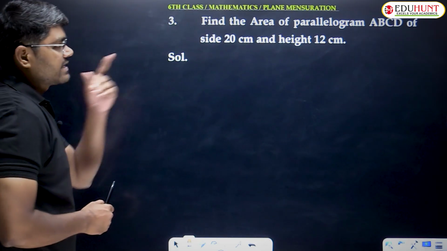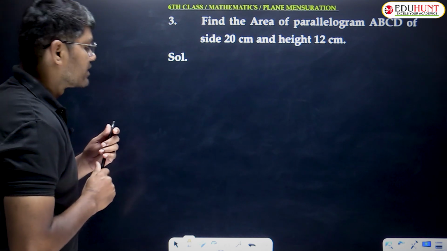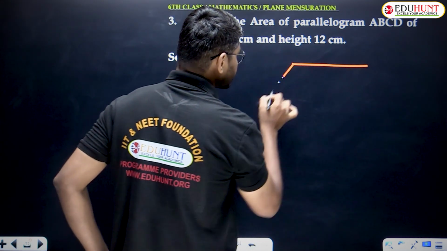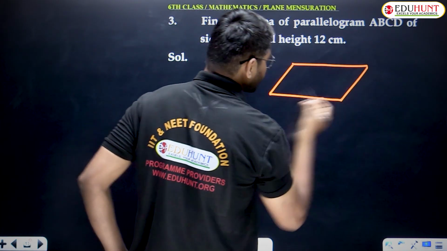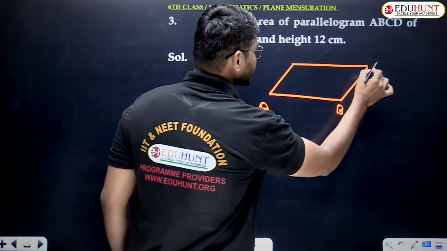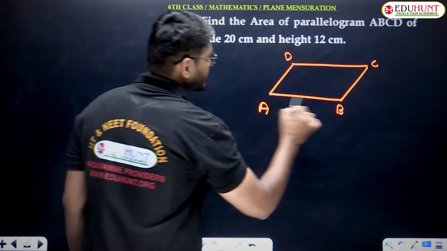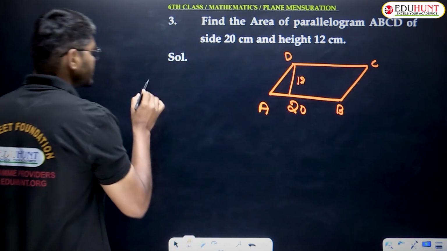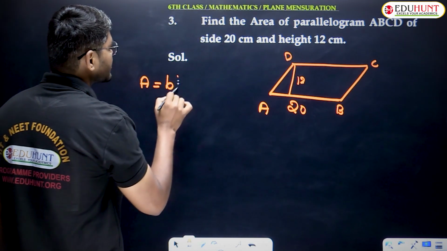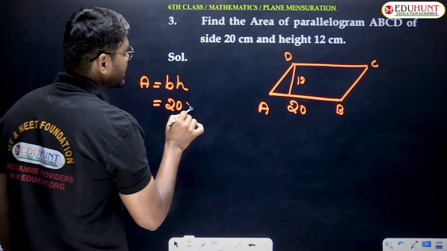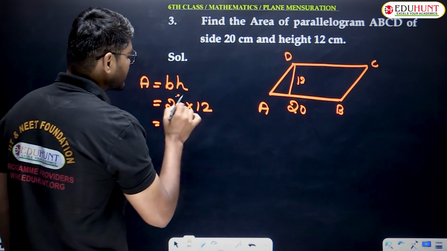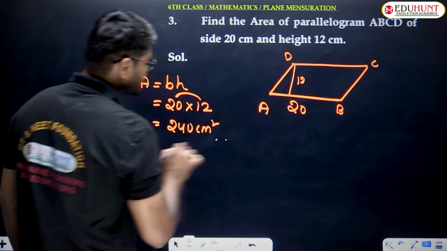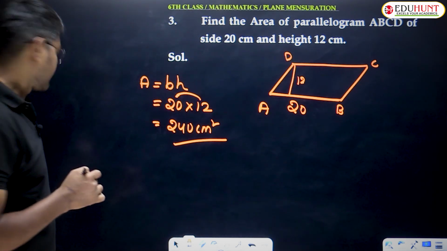Find the area of a parallelogram ABCD of a side 20 centimeter and height is 12 centimeter. So let's draw the parallelogram ABCD. So this is 20 centimeter and height is 12 centimeter. So area is equal to base into height. Base is 20 and height is 12. So 12 into 2, two twelves are 24. 240 centimeter square is the area of this parallelogram.